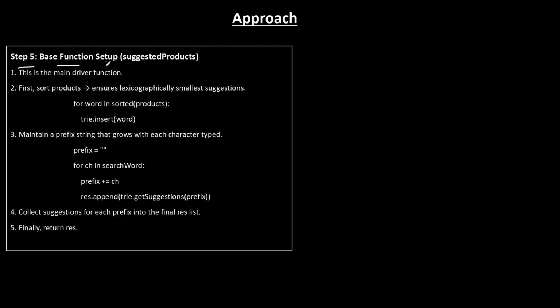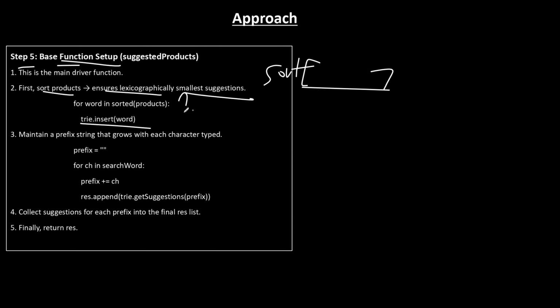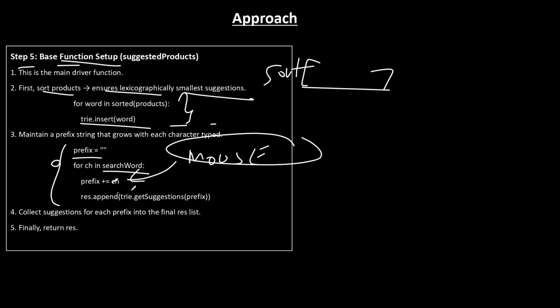Now step 5, the base function setup. This is basically the main function which is given to us. First, we sort the products to ensure the lexicographically smallest suggestions. Then we iterate over the products list to perform the insert operation. After that, as I said earlier, we create a prefix and iterate over each search word given to us. Suppose mouse was given to us, so it will be added to the prefix and passed here. The result we get will be stored in the result array, and we return the result at the end.